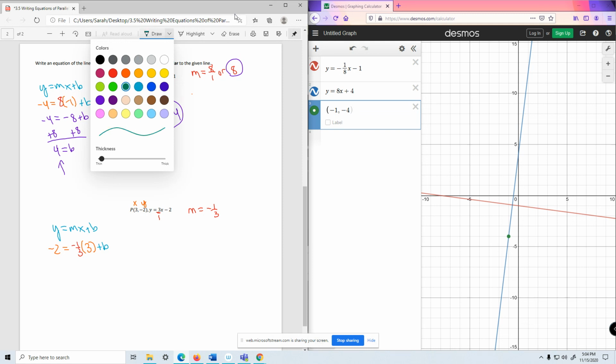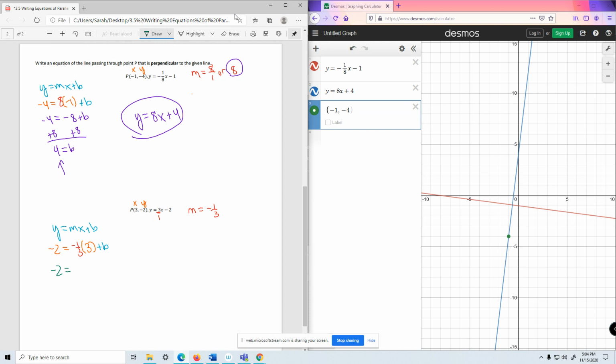Let's solve this out. Negative 1 over 3 times 3 is negative 1. To get b by itself, I need to add 1 to both sides. So I end up with negative 1 for b. So my final answer equation is going to look like y equals my new slope, negative 1 over 3, x, and then my new b, negative 1. So the box there is my final answer.